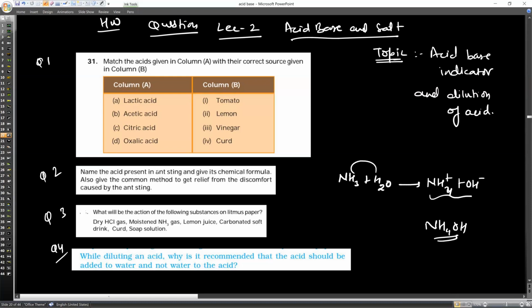Lemon juice is acidic. Carbonated soft drinks, sir, are also acidic. Carbonated soft drink has CO2, which when added to water will give you H2CO3. While diluting acids, why is it recommended that acid should be added to water but not water to acid? We have discussed that. Soap solution is basic. Curd you already told me. Soft drinks, I have told you, are acidic in nature.